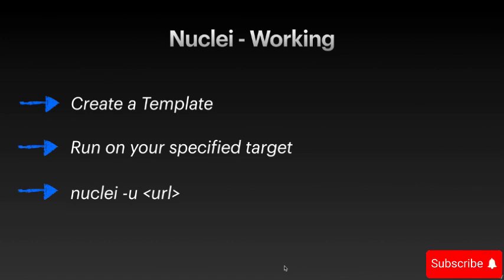So how does nuclei work? For nuclei to work, you need to supply a template to the tool. Also, you need to specify the target that you want to run nuclei on. The format to do that is nuclei -u, which means the URL that you want nuclei to run onto. You can also specify your specific template that you want to run onto that specific target.